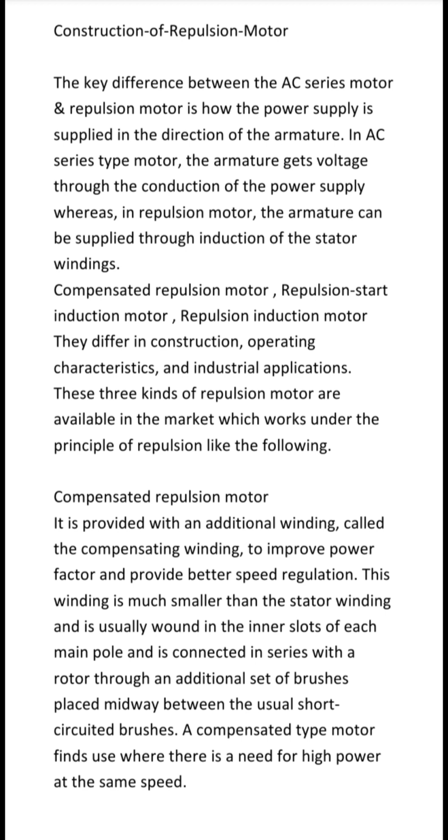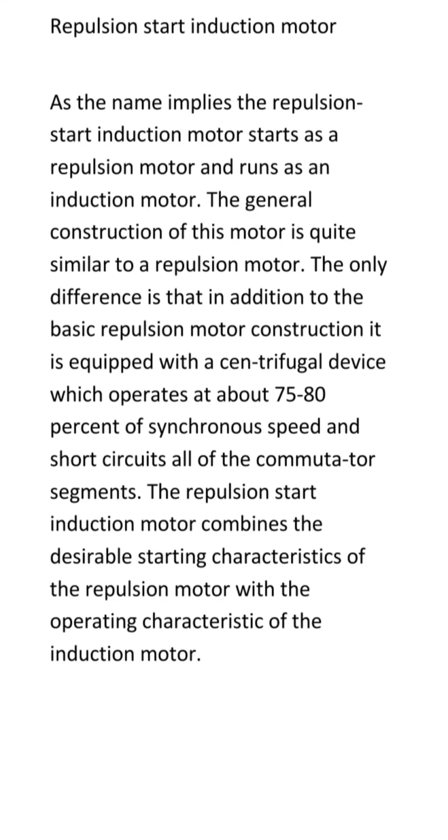Compensated repulsion motor. It is provided with an additional winding called the compensating winding to improve power factor and provide better speed regulation. This winding is much smaller than the stator winding and is usually wound in the inner slot of each main pole and is connected in series with the rotor through an additional set of brushes placed midway between the usual short-circuited brushes. A compensated type of motor finds use where there is a need for high power at the same speed. Repulsion start induction motor.